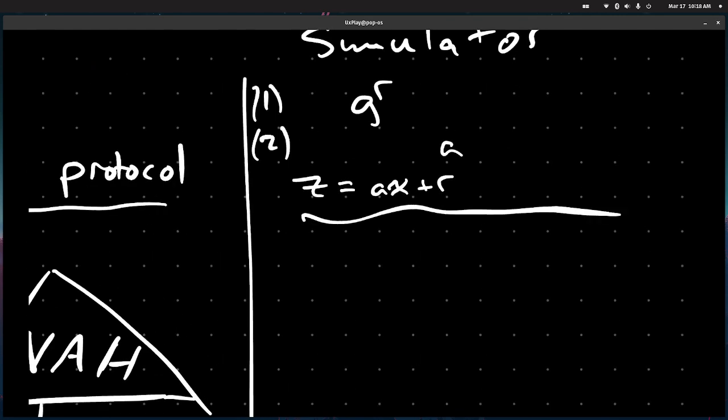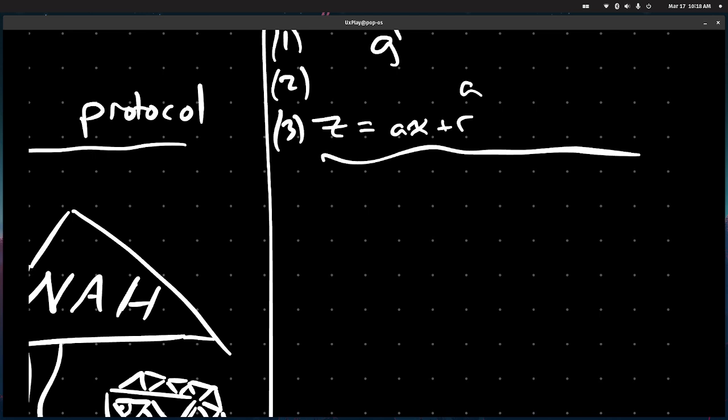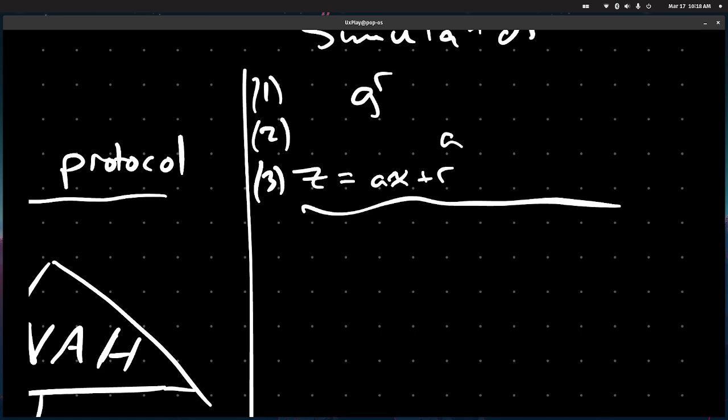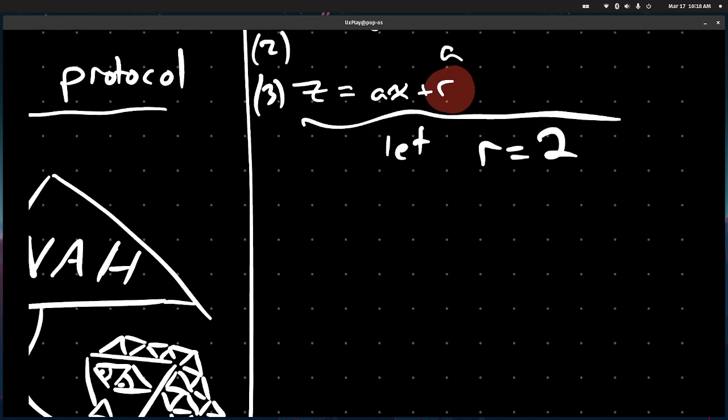Let's say that our simulator has z, and it is going to make up some value for x based on r and a. So what can I do here? We're going to say this value was 2. The simulator can make up a value for r, and no one will be the wiser. So our simulator is arbitrarily going to say let r equal 2. Then say a was equal to 3.